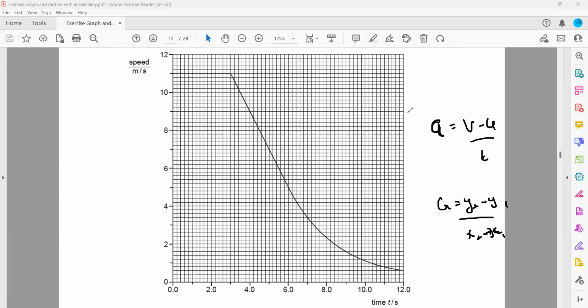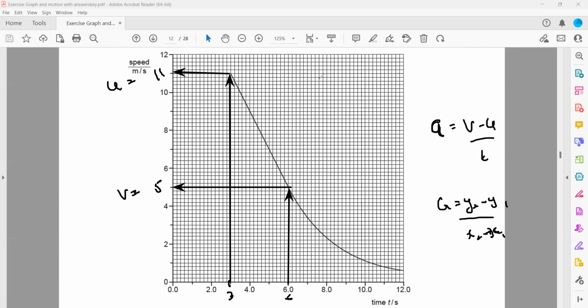So acceleration or deceleration is change in velocity divided by time. We need from 3 seconds to 6 seconds. So first, what is the speed when time is equal to 3 seconds? It is 11. So the starting speed is 11. When time is 6 seconds, what is the speed? That is 5. So for the change in speed, the final speed is 5 and the initial speed is 11. It is always final minus initial.